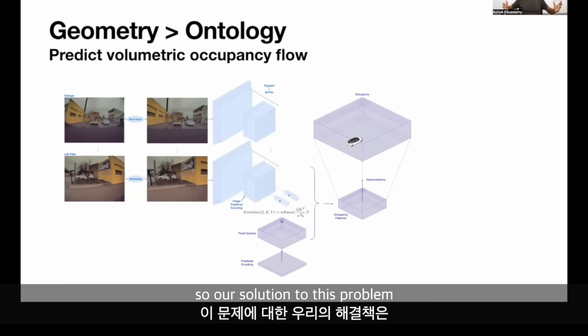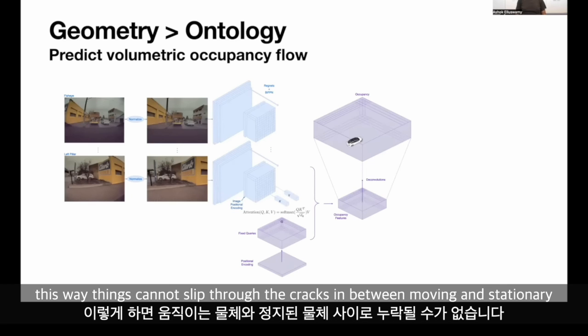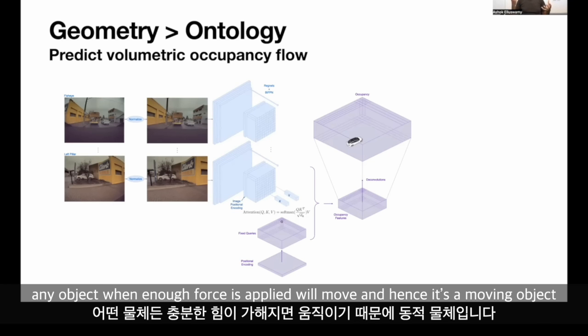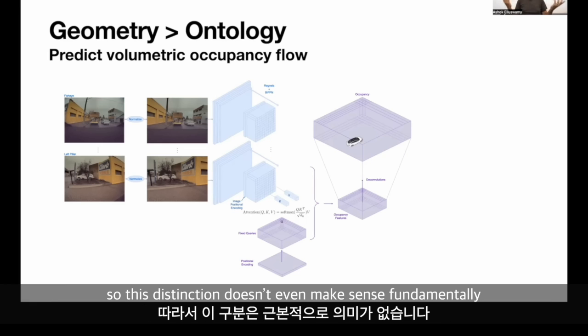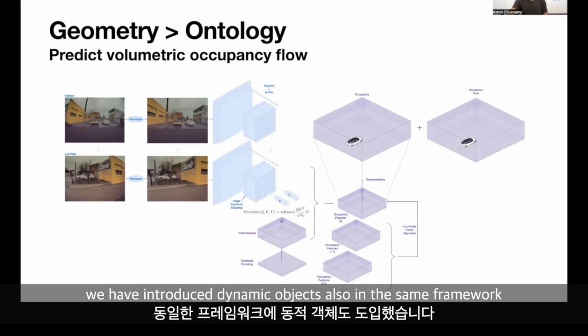So our solution to this problem is to produce both moving and static obstacles in the same framework. This way, things cannot slip through the cracks in between moving and stationary. In fact, what we realized was that there is no such thing as stationary obstacles. Any object, when enough force is applied, will move, and hence is a moving object. So this distinction doesn't even make sense fundamentally. Anyway, to deal with this problem, we have introduced dynamic objects also in the same framework.